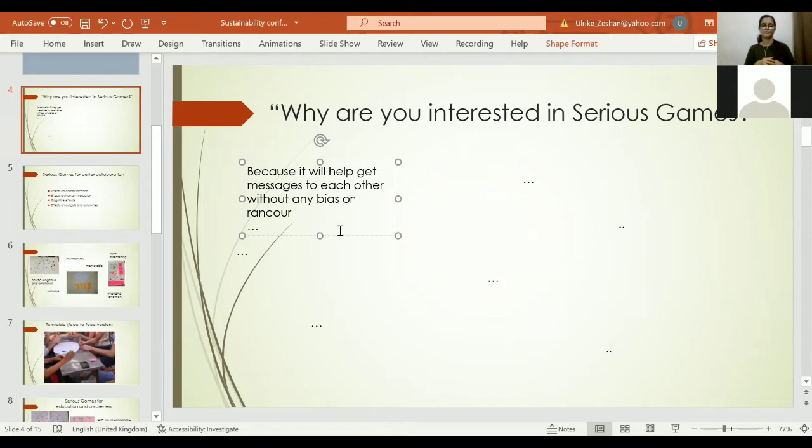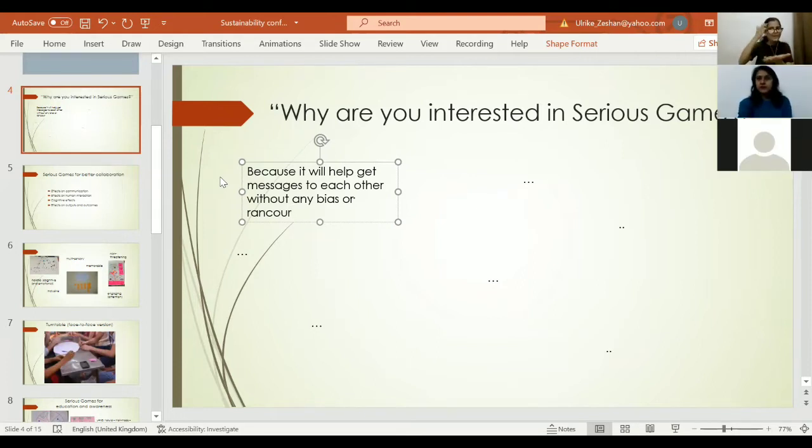Good. Then I'll ask one of you to comment on this. Let's see, Jayashri, I'll ask you. Can you read this and say what you think the intention is, what it means? Yes, the message reads, because it will help get messages to each other without any bias or rancor. A game is a perfect setting where everyone plays equal. So everything gets into the spirit of the game, the rules, and it is not considered personal. So yes, it's easier to pass a message, even a contradictory message, to what others may be thinking or to what the general opinion is. It's a beautiful effort.